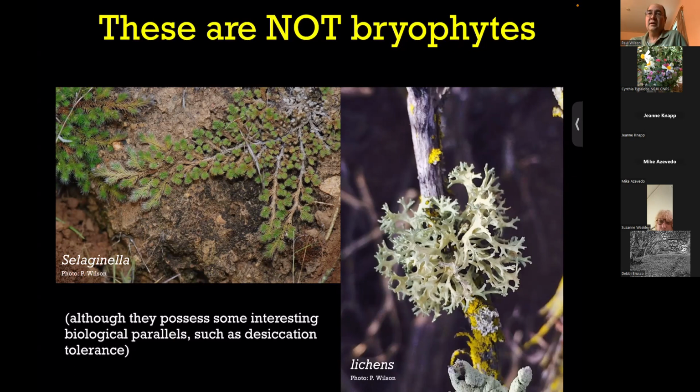Selaginella is also quite desiccation tolerant, although it takes a while to come back to life after it's moistened. And then there's lichens. Lichens are a completely different kind of organism, but they do have very similar water relations to bryophytes, and they often grow together. And if you're a very, very good naturalist, you could learn both bryophytes and lichens, and you would be able to do a lot of great ecology if you could do that. But my brain's too small to really learn lichens.